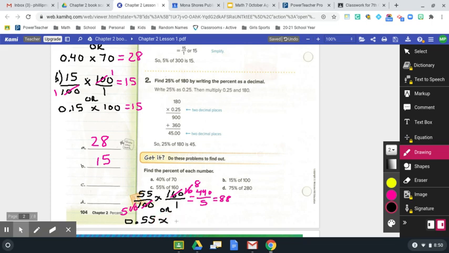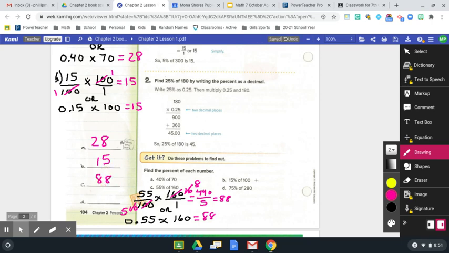0.55 times 160, right? And on this one, just use your calculator. So if you use your calculator and check it that way, what do you see? Hopefully you see the same answer. Hopefully you're seeing 88. And remember, we just said a few minutes ago that 50% of 160 was 80. And we said if it's 55%, it's just going to be a little bit over 80. And we're getting 88. That answer makes sense with that problem, 88.